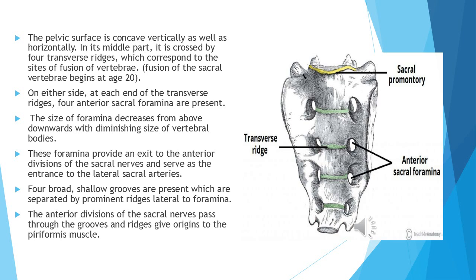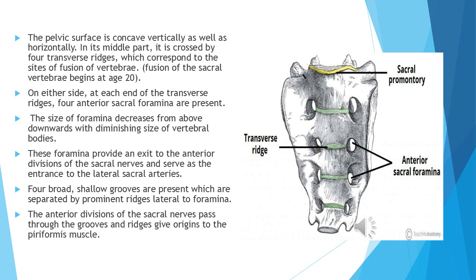If you study the piriformis muscle in the lower limb or in the pelvis, it has an E-shaped origin. It is from the pelvic surface of the sacrum, the middle three pieces of the sacrum. From the pelvic surface of the sacrum, the piriformis muscle will take an E-shaped origin. So lateral to the foramina there are some shallow grooves, and these ridges give origin to the piriformis muscle.